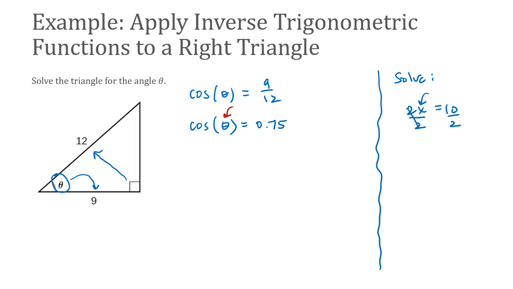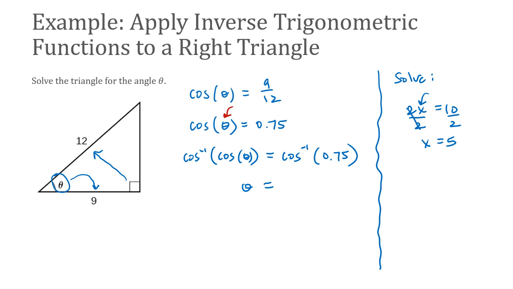That's exactly what I'm going to do for the cosine. I'm going to apply an inverse. So I'm going to apply cosine inverse to each side, to the left and to the right. Now, cosine inverse of cosine, they undo each other, they're inverses, so I'm left with theta. And theta is going to equal whatever inverse cosine of 0.75 is.